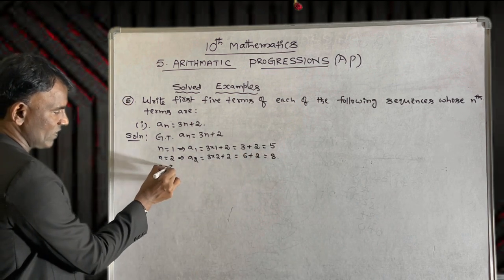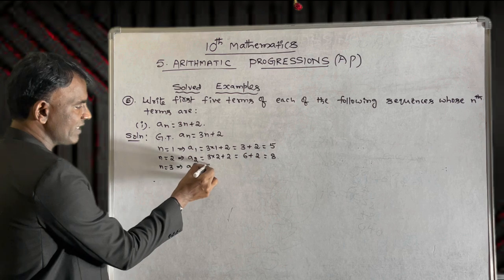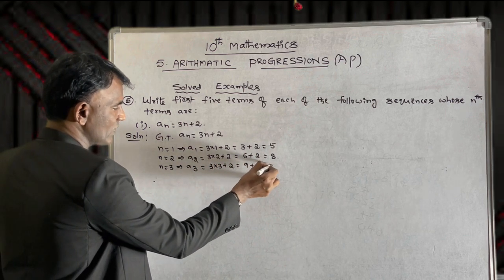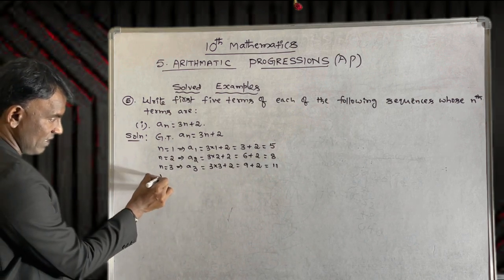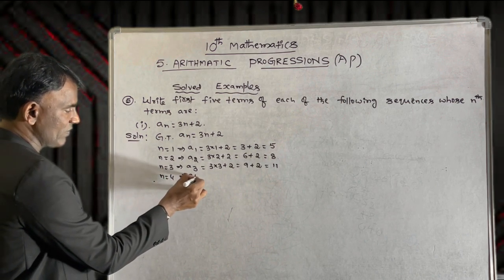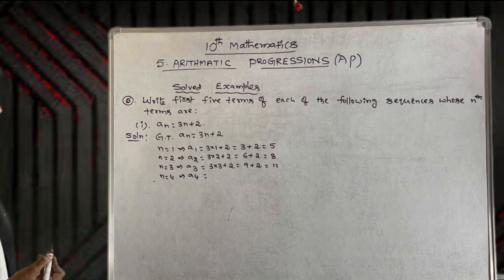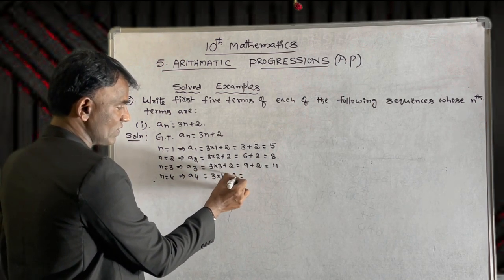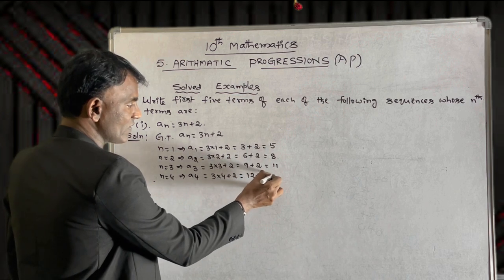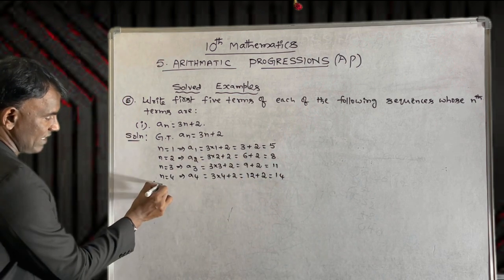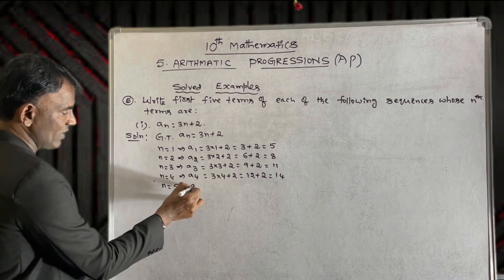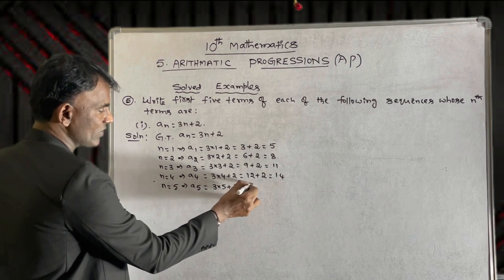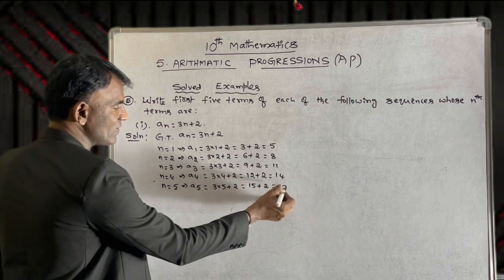Now n equal to 3, then we get the third term A3. How to write it? 3 into 3 plus 2. So 9 plus 2 equal to 11. And n equal to 4, that can be written as A4, the fourth term. Then 3n means 3 into 4 plus 2. So 3 4 is 12, 12 plus 2 equal to 14. And n equal to 5, then we get the fifth term A5. Then 3 into 5 plus 2. So 15 plus 2 equal to 17.